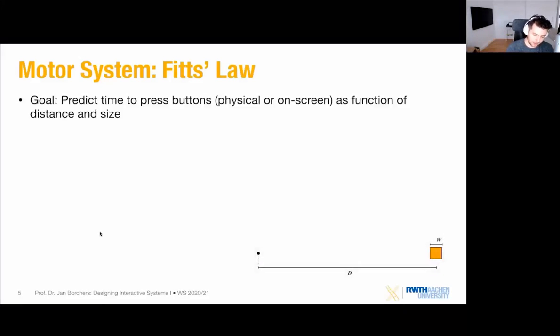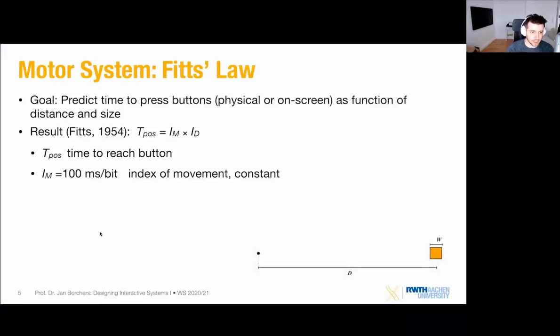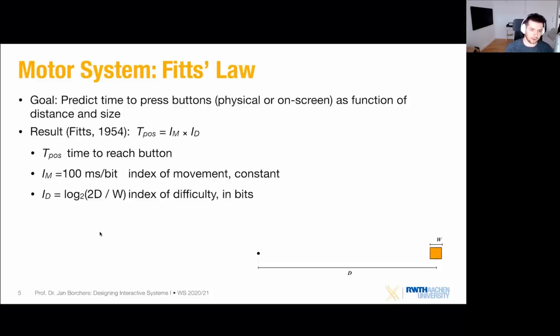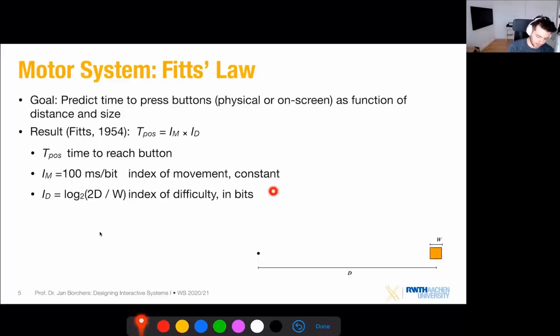So, as I said, the goal is to predict the time to press buttons, physical or on screen, as a function of distance and size. And then we have this Fitts' law here. He wrote that the time to reach the position is an index of movement times the index of difficulty. And the index of difficulty is basically what we derived ourselves here. So it's the logarithm to the base 2 of 2d divided by the width.